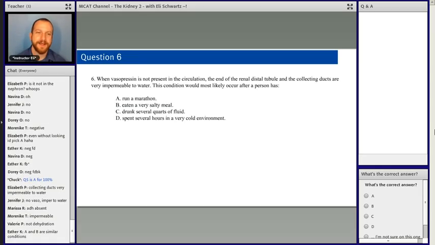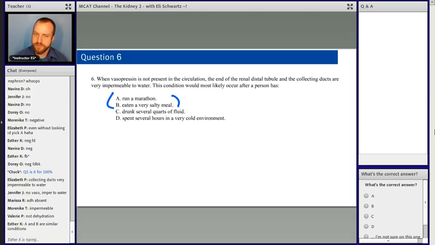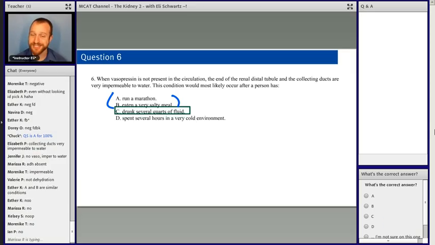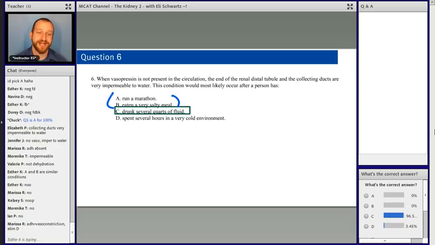And A and B, exactly right. A and B sound like running a marathon, eating a salty meal, those would be conditions that would be dehydration that would cause us to be permeable. So it can't be A or B. Even if we weren't sure, they're both the same condition. If they're both the same, could they both be right? No. So they both must be wrong. Cool, get rid of A and B. And we do have, like I said, crushing this one, over 90% for answer choice C.